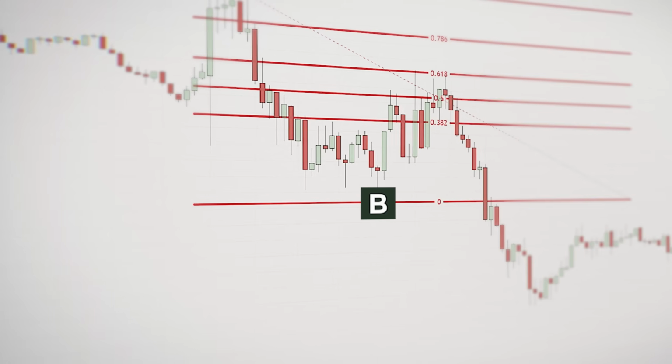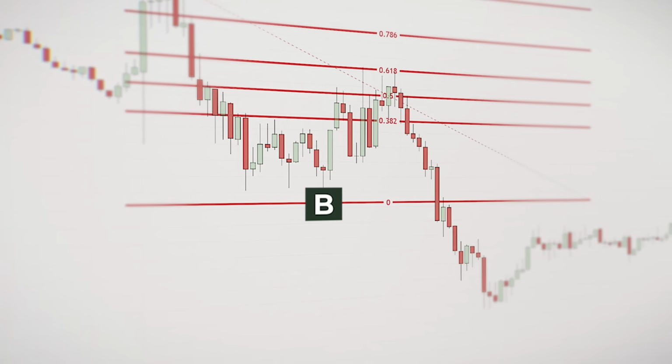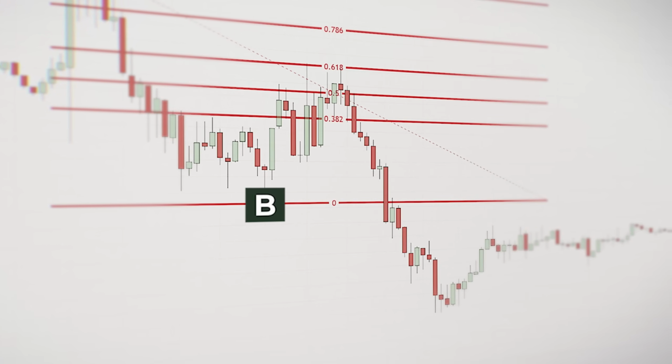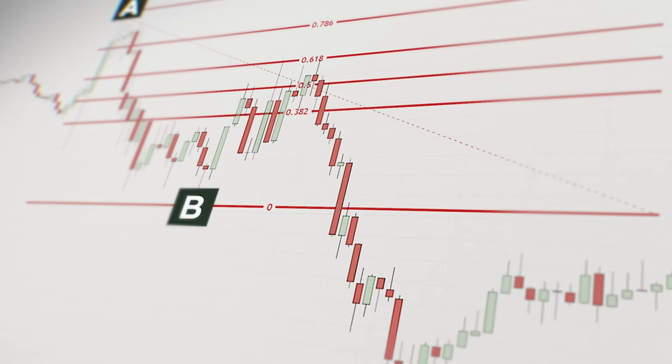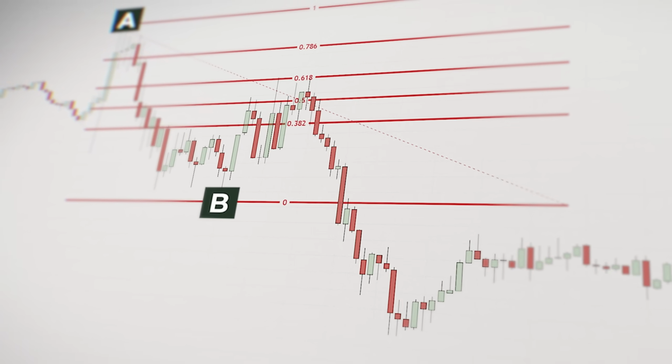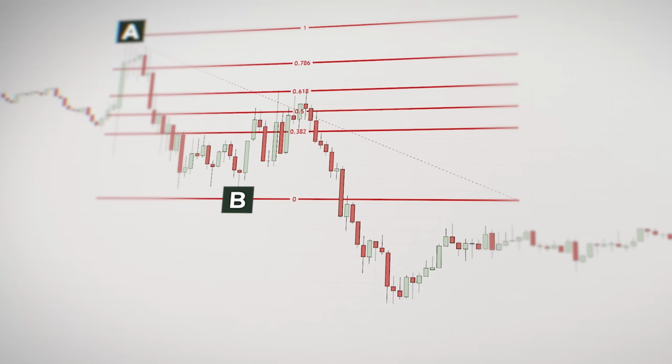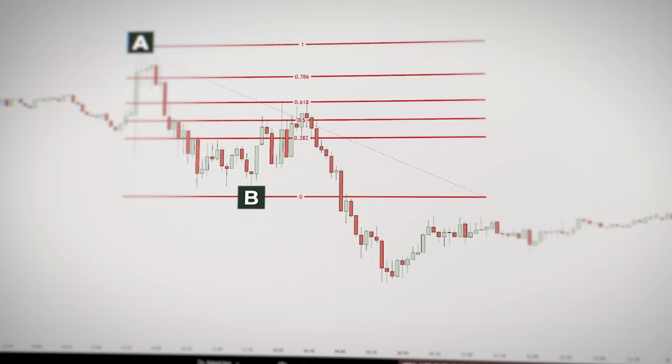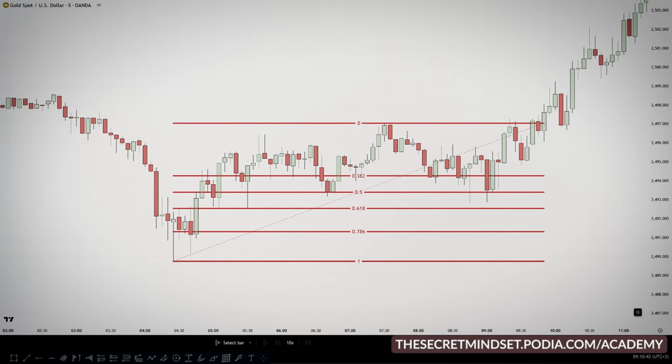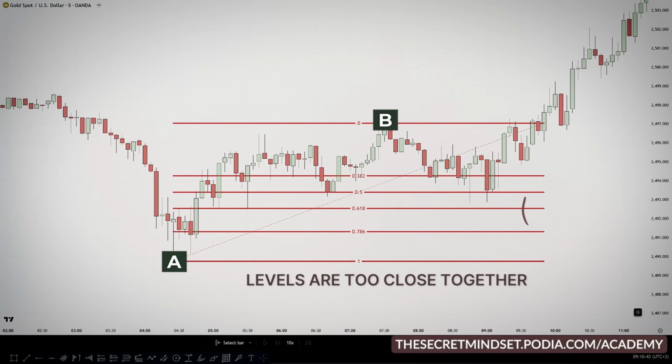Think about it this way. On shorter time frames, price movements are often more erratic and less significant. These small, rapid price changes don't always reflect the true market trend or important levels. When you try to use Fibonacci retracements on these short-term moves, the levels you get are often too close together. This closeness makes it hard to tell which levels are truly important and which are just noise.